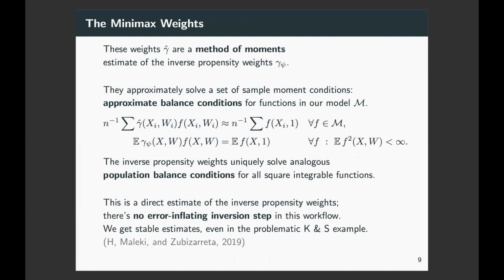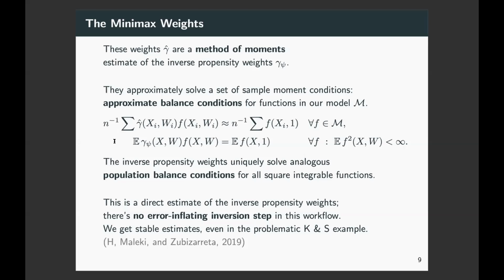So if we think about the weights a little, they're essentially method of moments estimates of the inverse propensity weights. By that I mean they approximately solve a set of sample moment conditions. Those are the approximate balance conditions for the functions in our model. That is, we're equating our weighted natural arm value with our treated arm value. And the inverse propensity weights solve the analogous population balance conditions. They do it for all functions in the model M, and they do it for all square integrable functions.